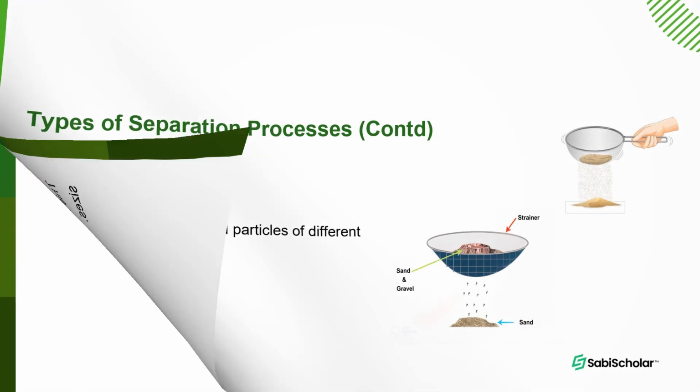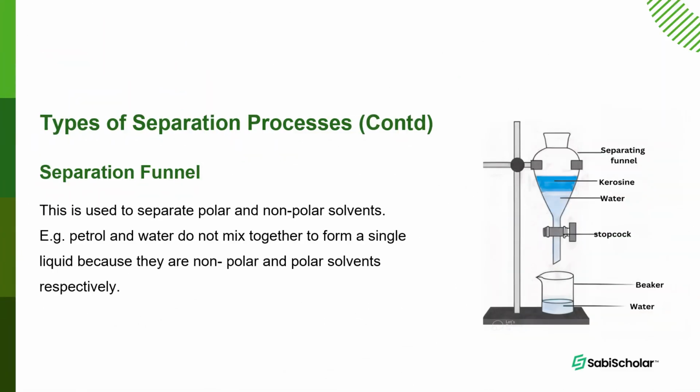Now let's move to the next, separation funnel. This is to separate polar solvent and non-polar solvent, or you say we use it to separate immiscible liquids. Immiscible means those things that cannot mix. Example, petrol and water do not mix together to form a single liquid because they are non-polar and polar solvents respectively. So they will separate into two different layers. Then you release the stopcock, or you say tap. Then the denser one, which is below, will begin to flow down. Then when it gets to the second one, you stop.